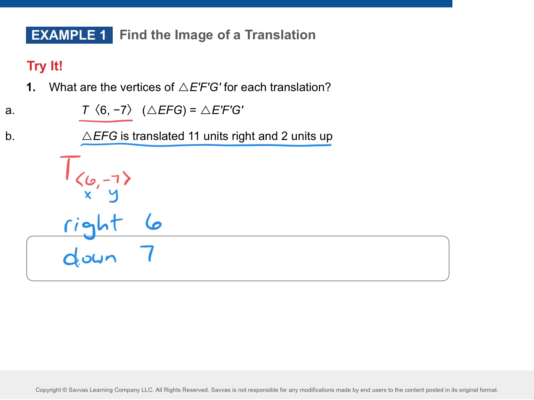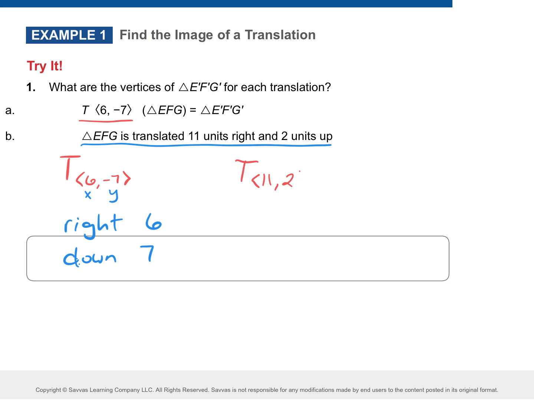I want to write this in both forms. Let's write it in that form first. T, what's happening to my x value? What value should I put there? Positive or negative 11? Positive 11. And then what's my y value?